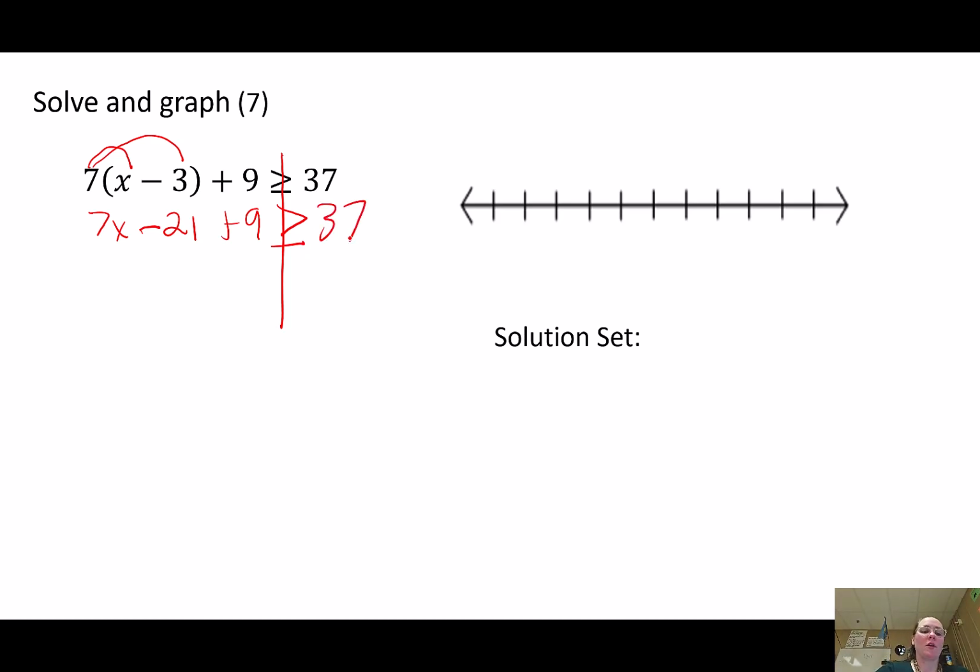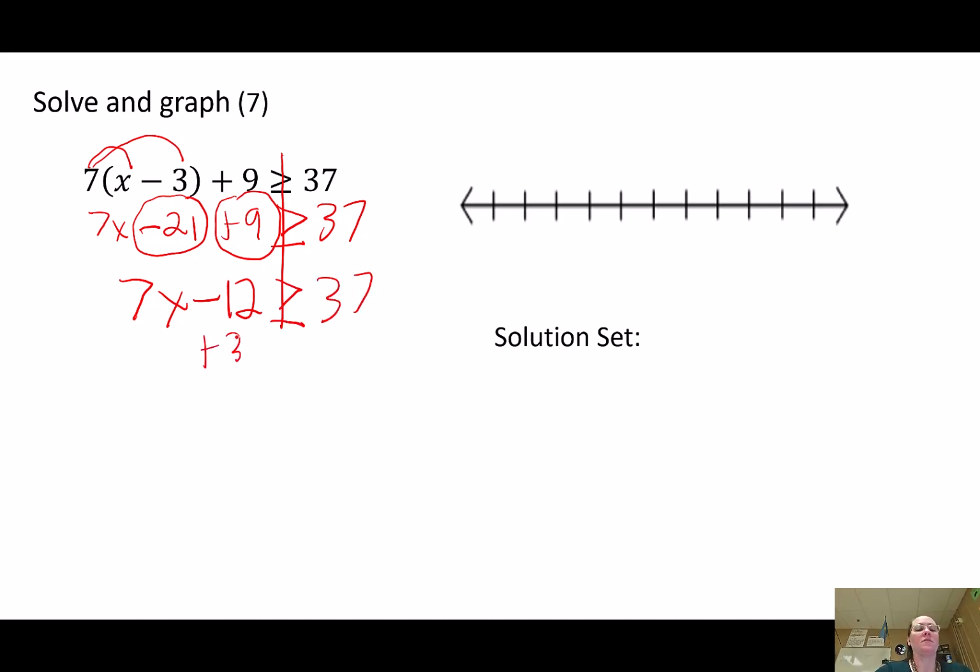Again, from here, I want to look at those like terms. So negative 21 and 9 are both like terms that are on the same side. Yes, they're like terms with 37, but 37 isn't on the same side. Okay, so negative 21 plus 9 gives me negative 12. So I get 7x minus 12 is greater than or equal to 37.